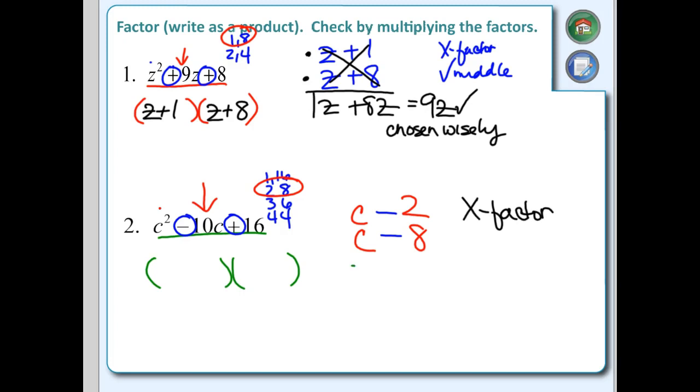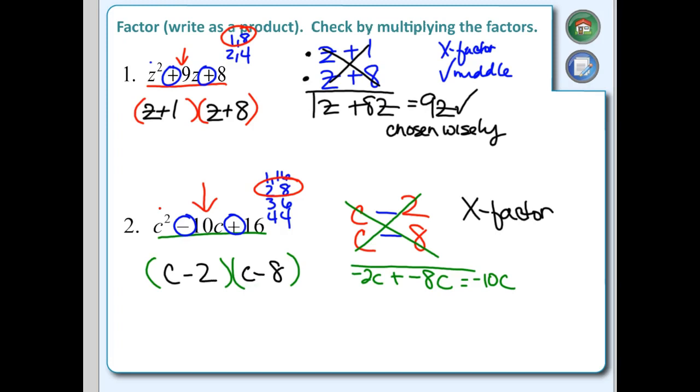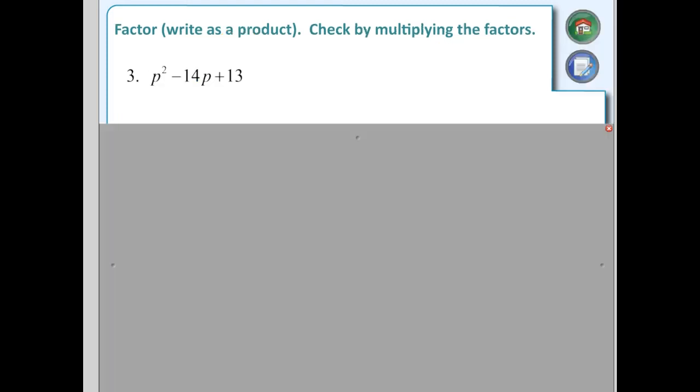So here we go. Remember, we're going to cross multiply. So we're going to do c times negative 8 is negative 8c. c times negative 2 is negative 2c. If I add them together, because that's what we do to like terms, I get negative 10c. So our middle checks, and our final answer here for our binomials is going to be c minus 2, c minus 8. And again, if you go through and check that by foiling, you would get the original equation back. Seeming a little easier as we go? All right, let's try another. Let's look at number 3.